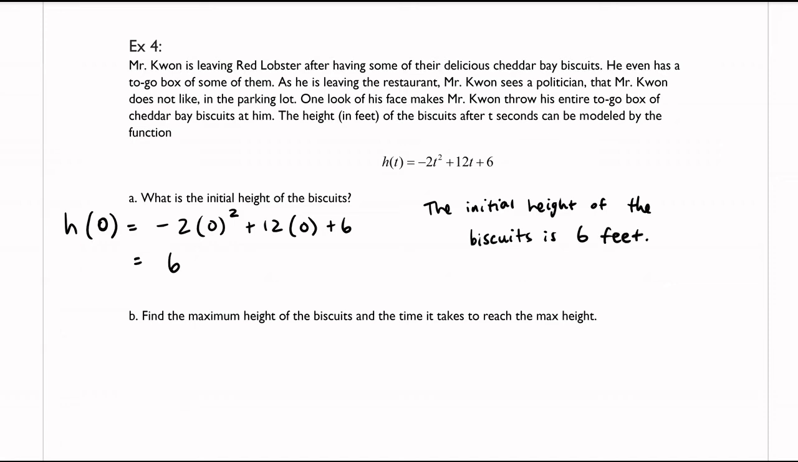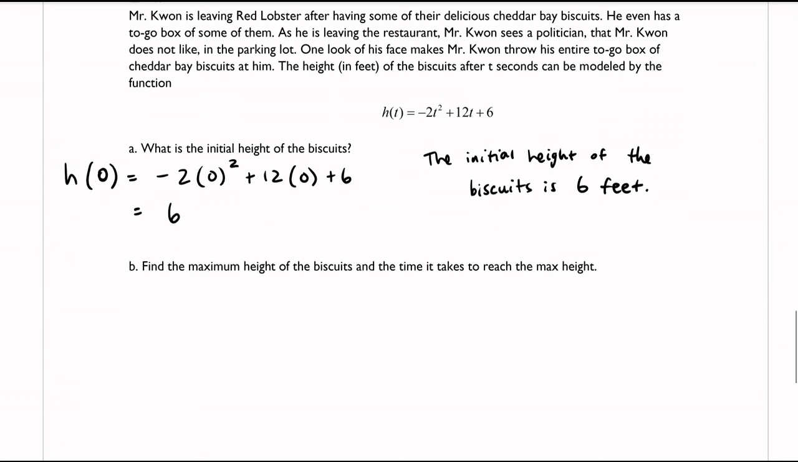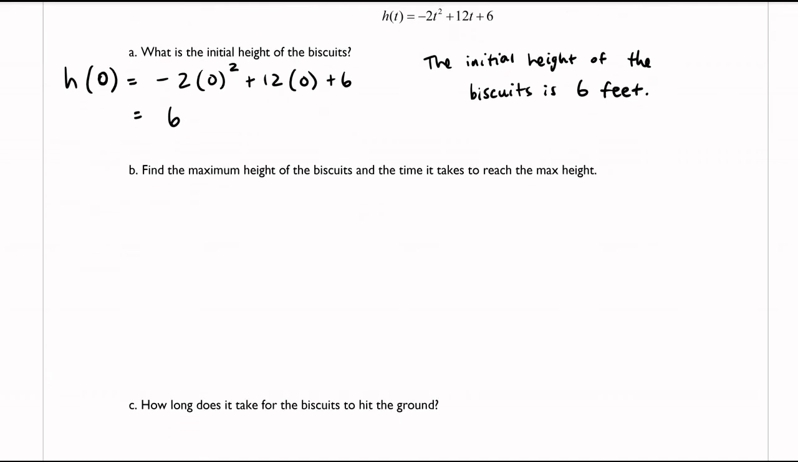B says, find the maximum height of the biscuits and the time it takes to reach the maximum height. So if we thought about this in terms of a graph, let's say the biscuits start at a height of there. So the vertical axis is the height, and the horizontal axis is the time in seconds. So it's going to go something like that. And our goal is to try to find the vertex. So we're going to do that by using the vertex formula.